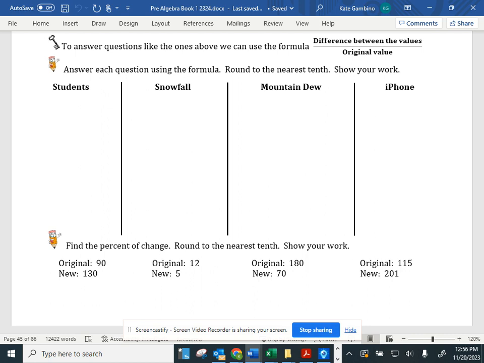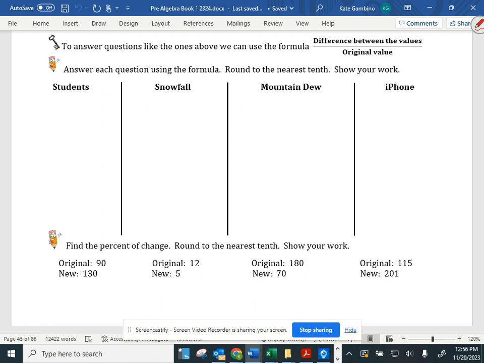We're going to put the difference between the two values. If we're finding the difference, we're not wanting to find a negative number. Difference means you put the big number, subtract out the small number. So it doesn't matter if our original number is bigger or less than the new number. We want the difference, no negative numbers. Big number minus the small number. And we're going to always divide that by the original value. So let's go back to answer each question using that formula.